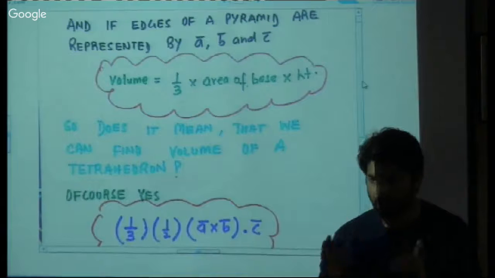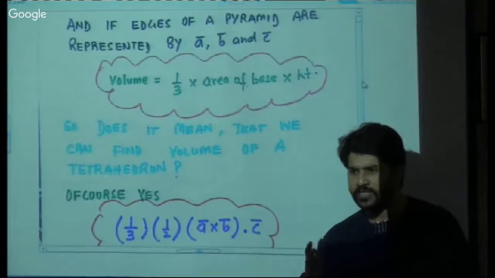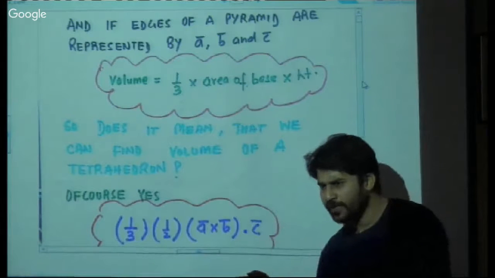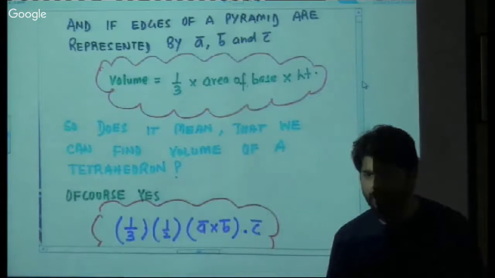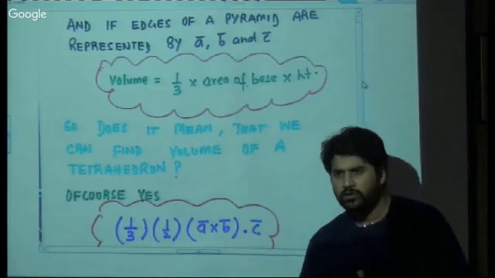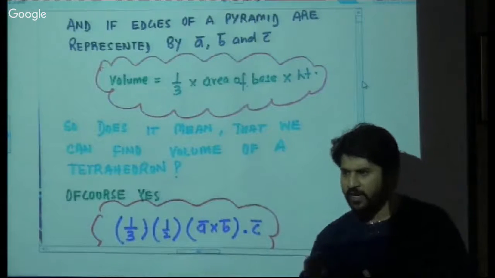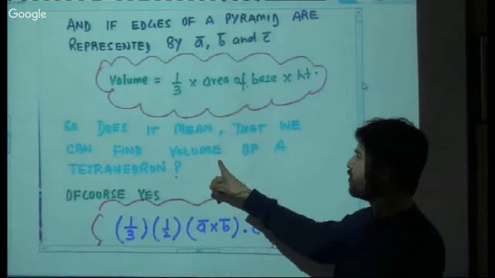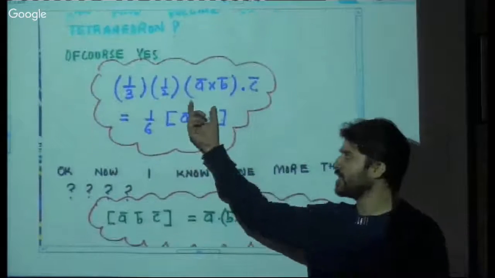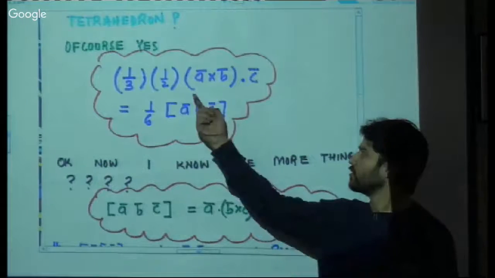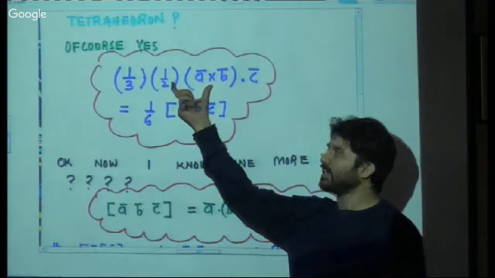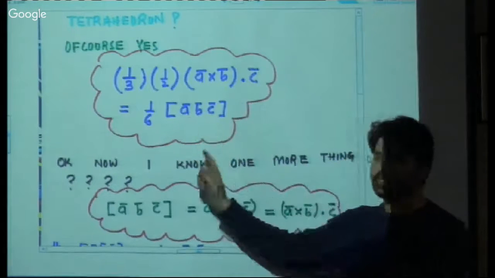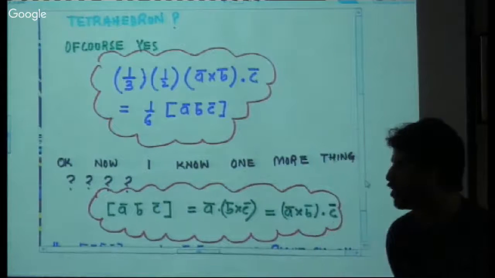Any pyramid. If you have to find the volume of any pyramid, you just have to find the area of the base into height into 1/3. So tetrahedron के लिए क्या करना पड़ेगा? 1/3 into triangle का area into height. So does it mean that we can find the volume of tetrahedron? Of course yes. And the answer turns out to be नीचे क्या है? Triangle है तो 1/3 बाहर आ गया. Triangle का area क्या होता है? Half A cross B और volume क्या होता है? Dot C. So I get 1/6 of A cross B dot C. Clear? So volume of tetrahedron turns out to be 1/6 [A B C].